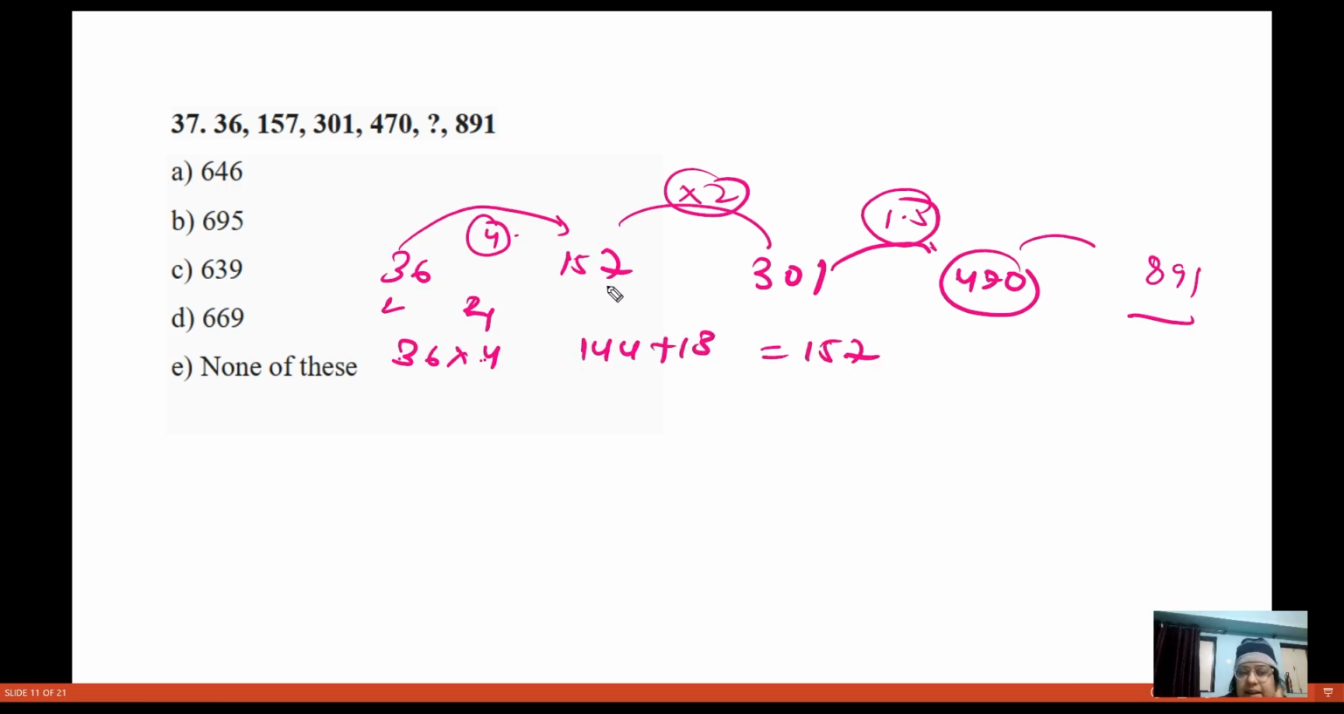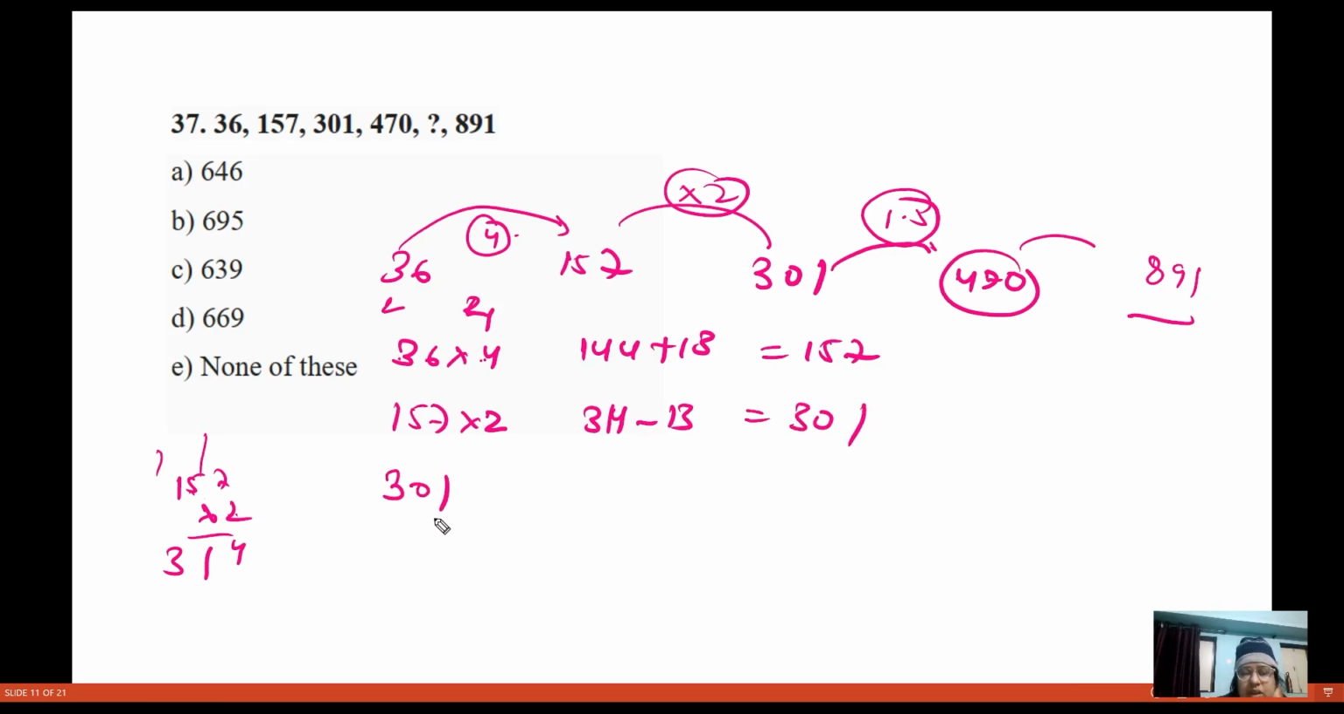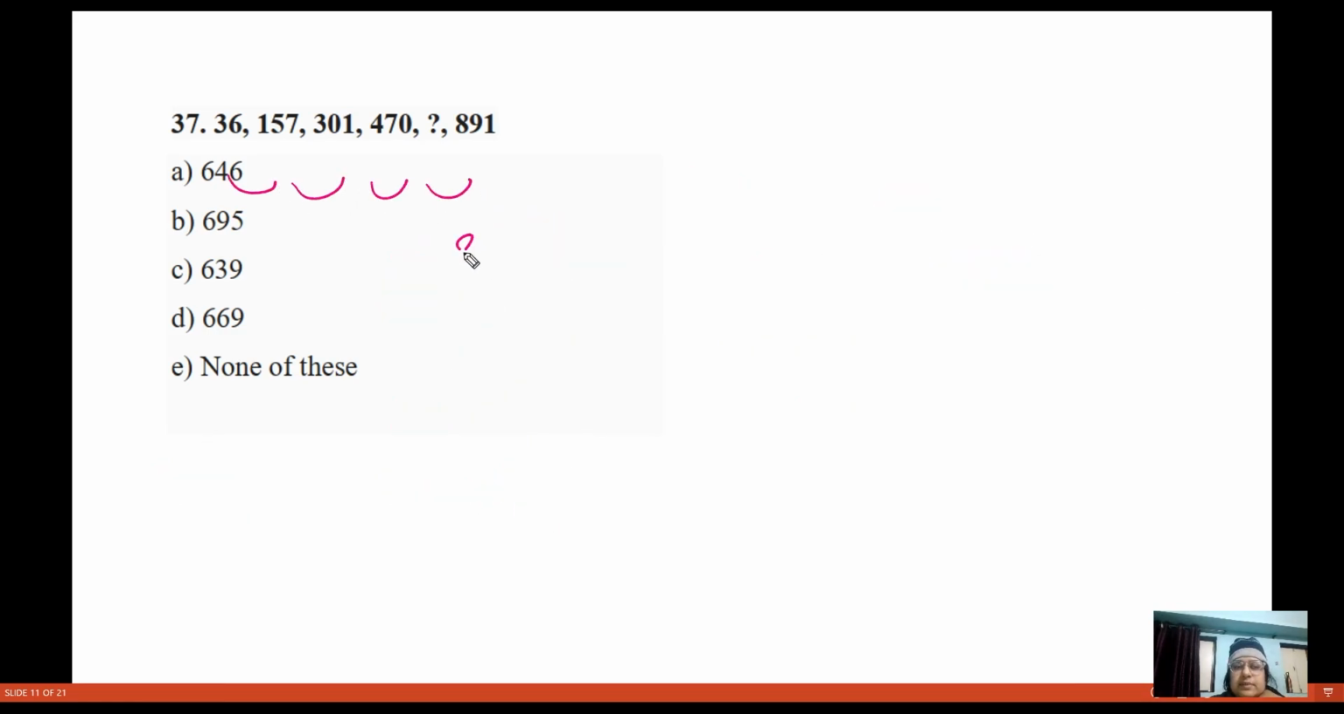Okay, fine. Then from 157 to 301, how am I going? So 157 into 2, so that will be 14, 10, 1 here, and this is going to be 314 here. Okay, so from 314, how much are you subtracting? Minus 13, so you are getting 301. Fine. Now what I will do, I just divided this by 2, so I'll try to divide this by 2 as well. So this by difference method. Okay, let us do this by difference method.